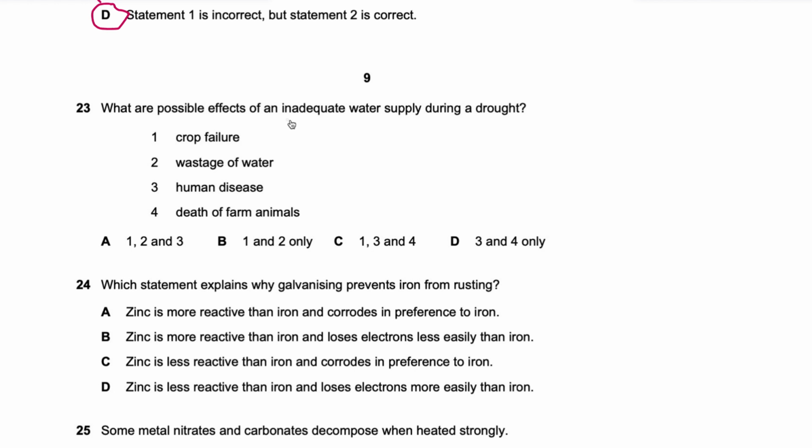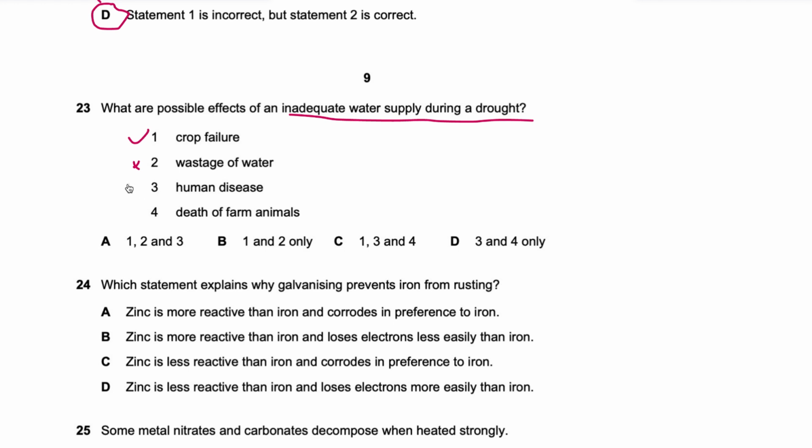What are possible effects of inadequate water supply during a drought? What are the effects? This one you find either in geography, chemistry, these other subjects. Science. What are possible effects of inadequate water supply during drought? What will happen? Crop failure, right? That's absolute. Crop failure will be absolute, right? There will be crop failure. Wastage of water. How can you waste water when there's no water? How can you waste water during drought? Drought, no water. Which water will you waste? What else can you have?